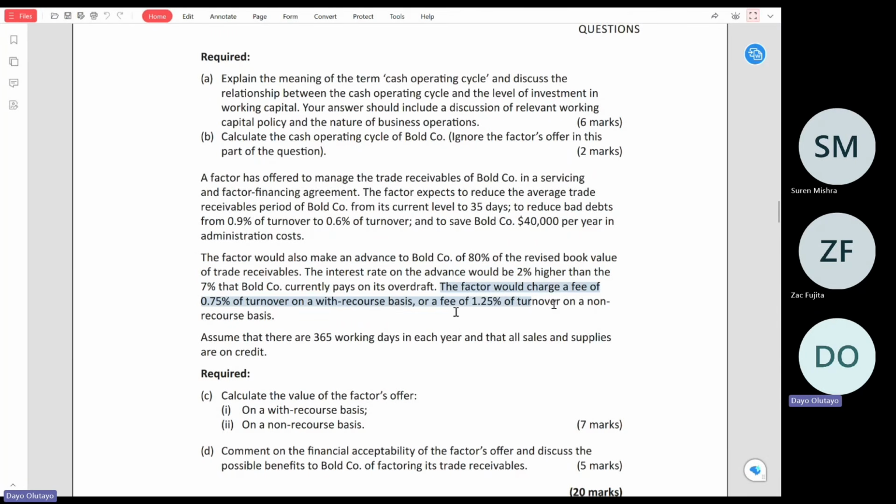So the factor will charge a fee of 0.75% of turnover on a with recourse basis, or a fee of 1.25% of turnover on a non-recourse basis.